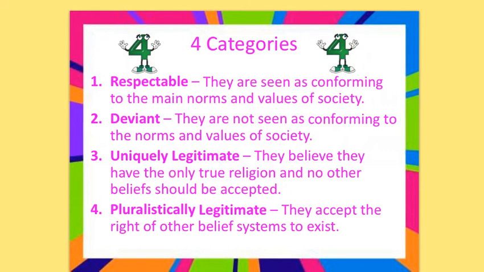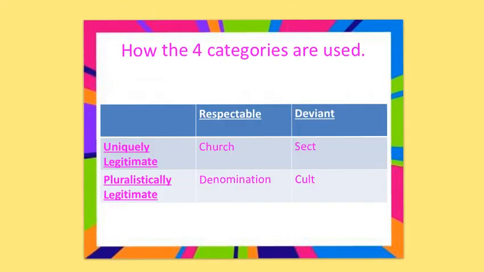Now, we're going to look at the little table which he produced. Obviously, this is the table that Wallace produced for us, and we can see that in terms of uniquely legitimate, when fitting with respectable, that's the church. The church believes that they have the monopoly of the truth, as do sects. However, you can see that the church is respectable, so tends to be mainstream society, whilst sects tend to be seen as more deviant. Pluralistic legitimate: they accept the belief systems of others. Denominations are there, in the respectable column, while cults are seen within the deviant column.